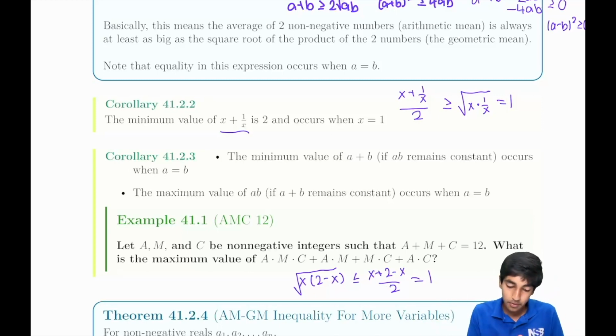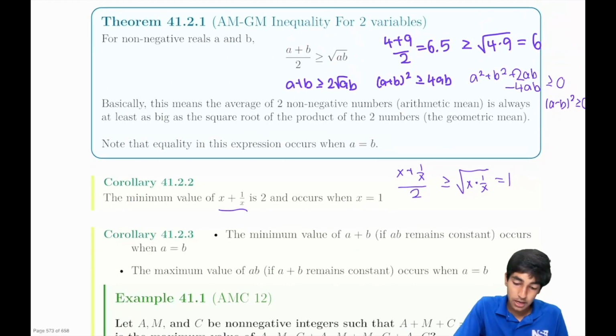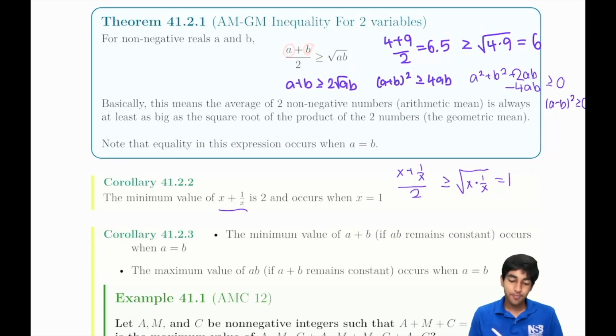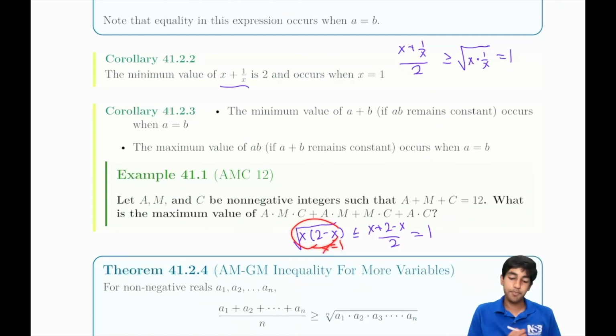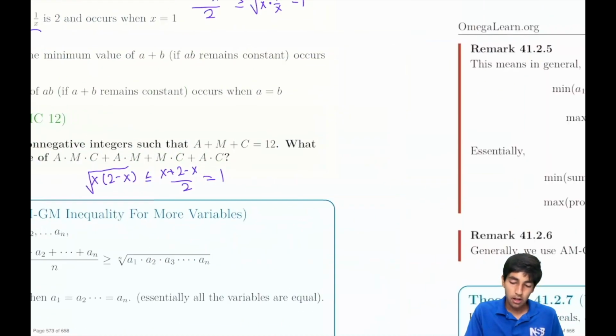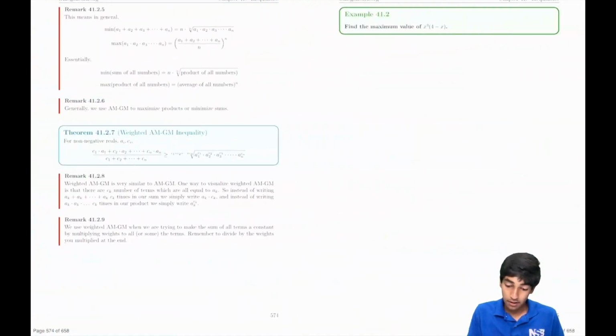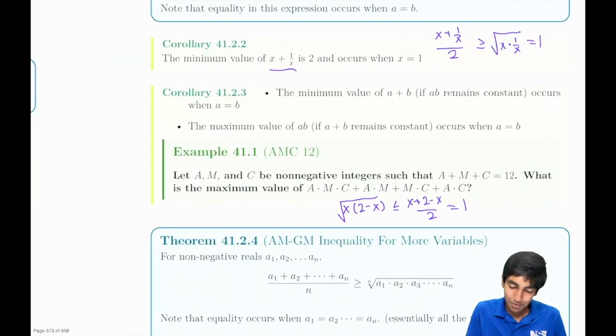Super simple problem. Another thing I forgot to mention about AM-GM is when is this equal? It's equal when a is equal to b. So in this case, the equality or maximum for this expression will happen when x equals 1. Just a simple example to get things started, and I'm not sure why this is so squished. This problem was not supposed to be inside of a corollary. I'll fix that later.